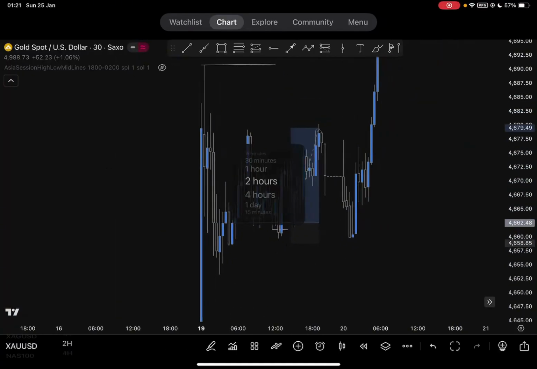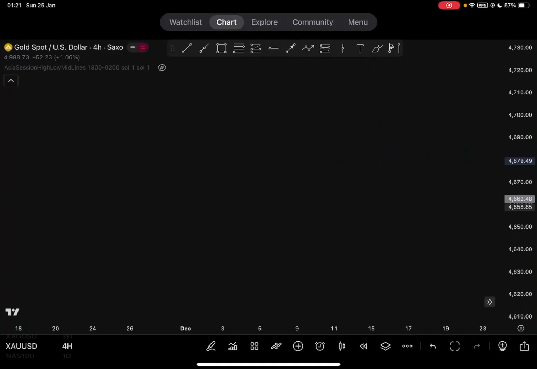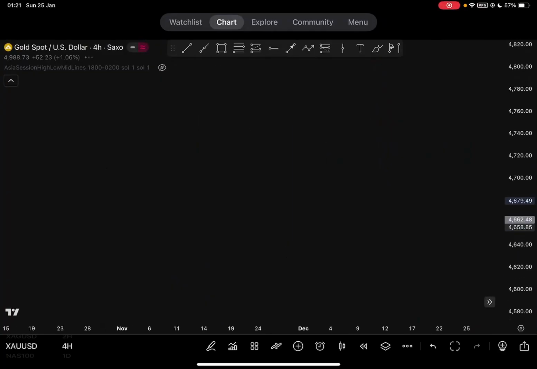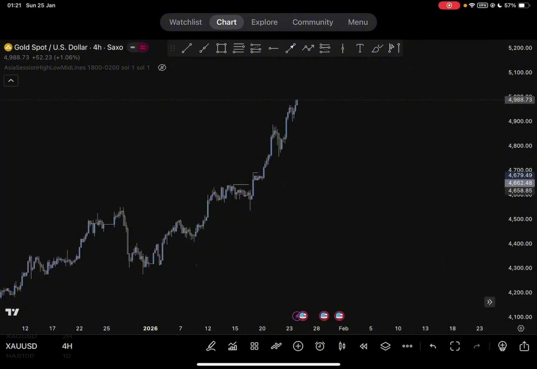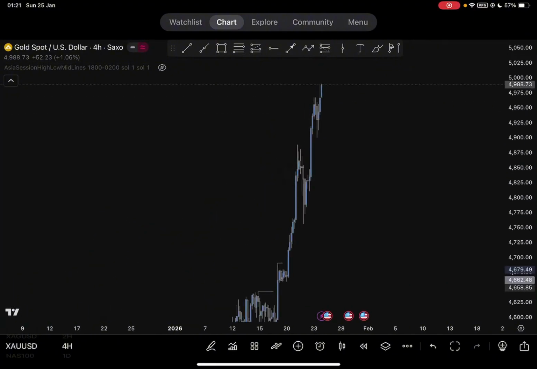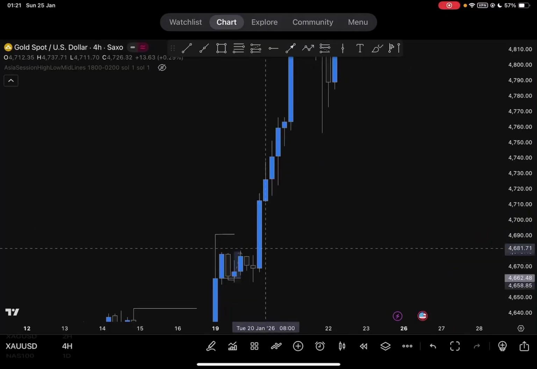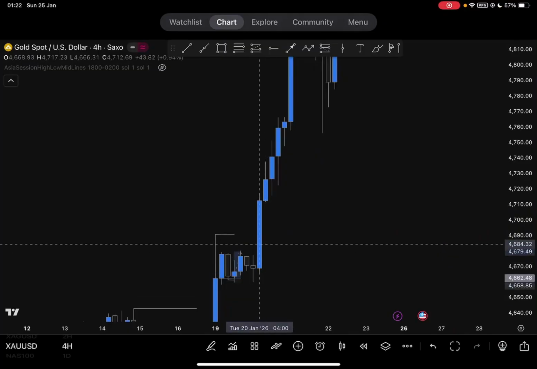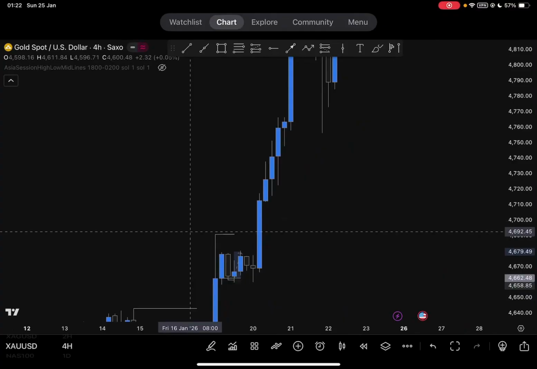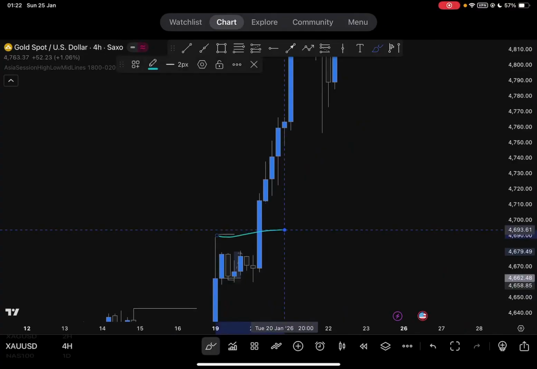Same thing on Tuesday. So on Tuesday, what do we have? We can see we had the same bullish momentum. Price was bullish again on Tuesday. From this zone here, price broke this point again. Gold is bullish, so mainly we had the bullish momentum.